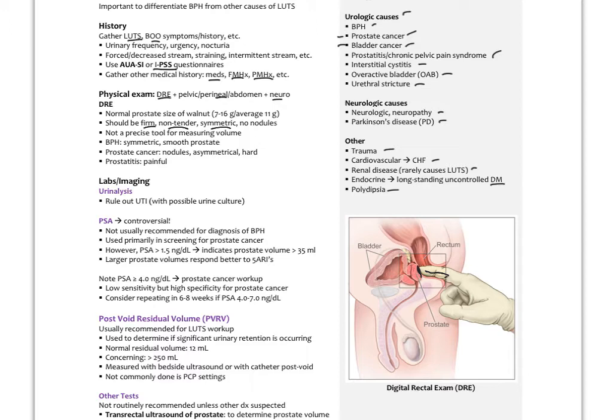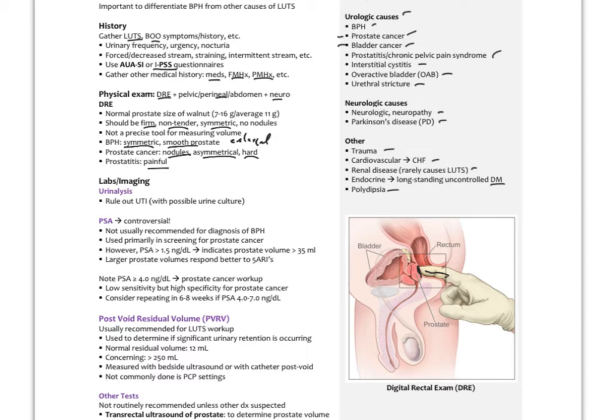So with BPH, we should typically feel a symmetric, smooth, and enlarged prostate. So that's the typical BPH finding. With prostate cancer, usually the prostate feels like there's nodules, it's asymmetrical, and it feels very hard. So that's typical prostate cancer findings. And then in prostatitis, it's going to be painful. So DRE can be very helpful for differentiating the different types of prostate disorders. So that's the first physical exam we're going to do.